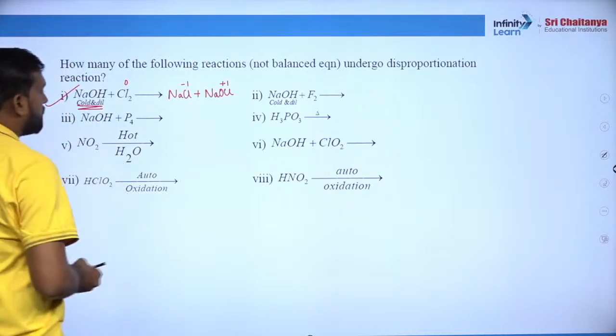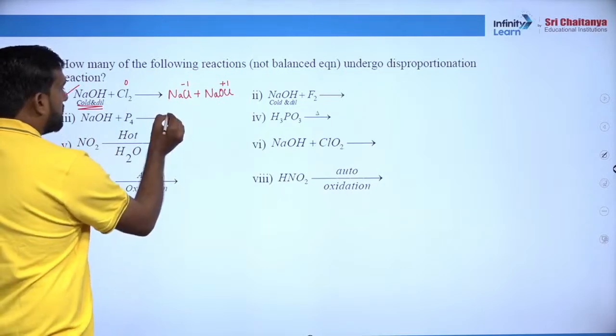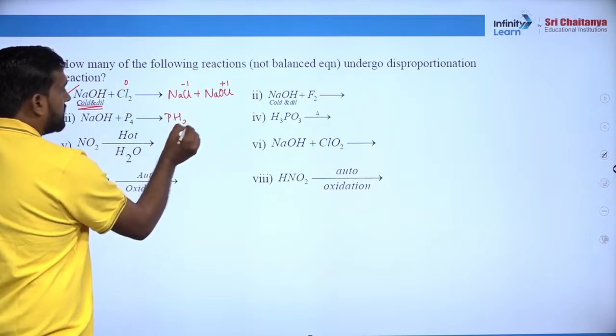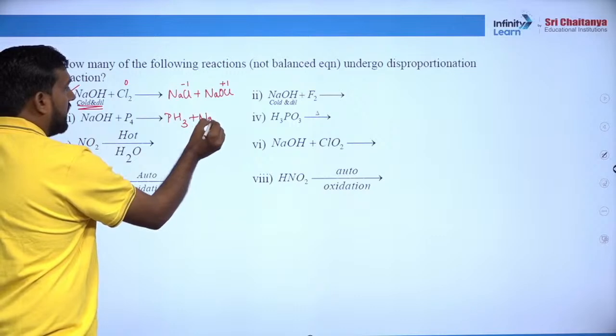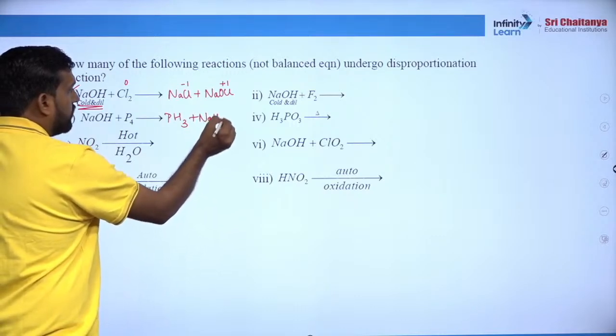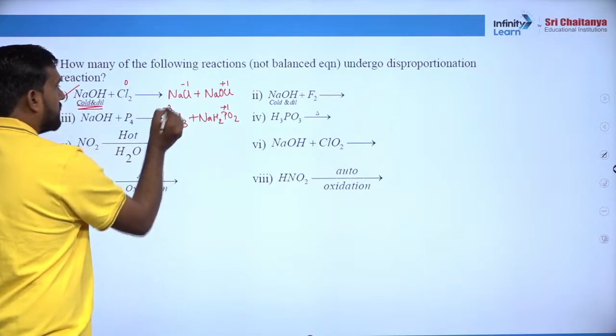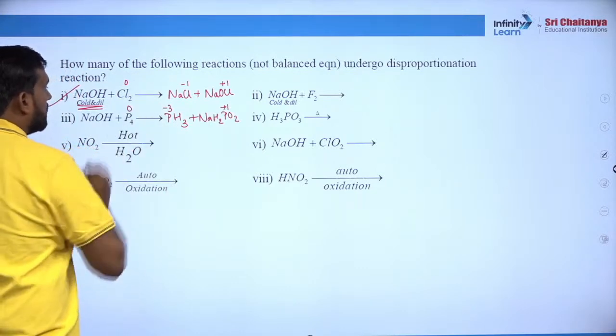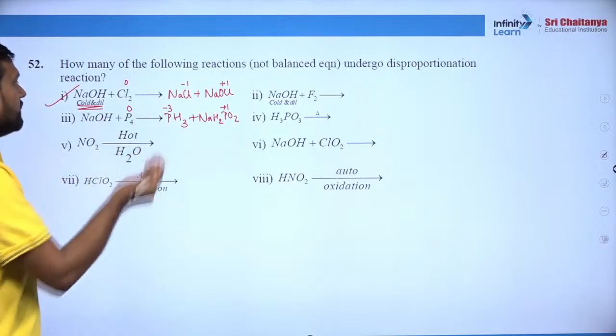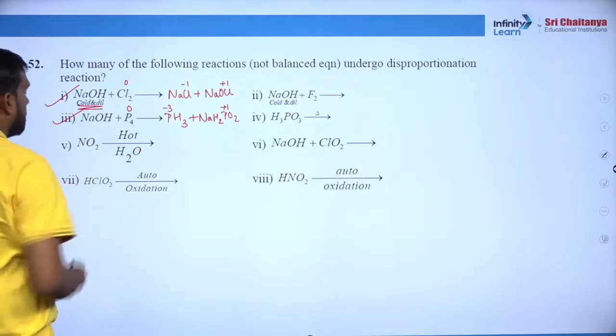Next is NaOH plus P4, okay. So if this reaction goes, the product is PH3, along with this NaH2PO2, okay. So there is a product where phosphorus is present in +1 and here the phosphorus is present in -3. Here also it is getting oxidized from 0 to +1 and reduced to -3. So this is also a disproportionation reaction.